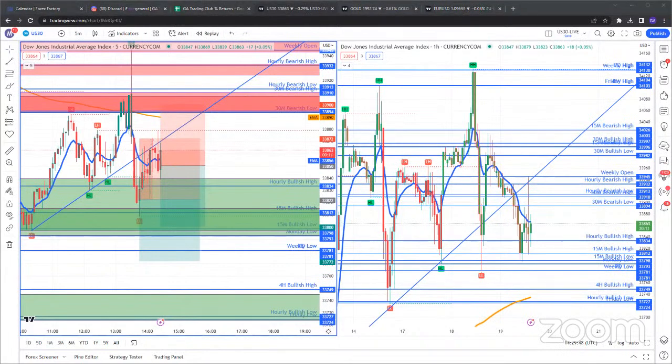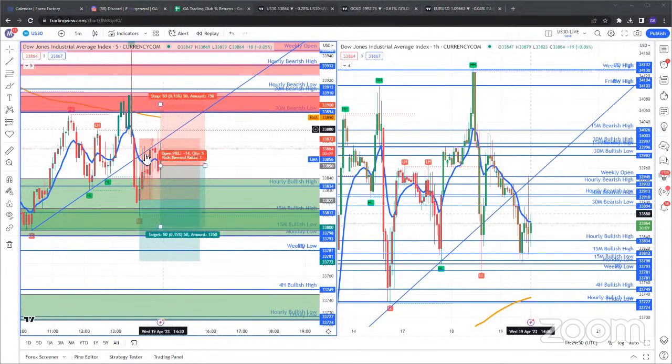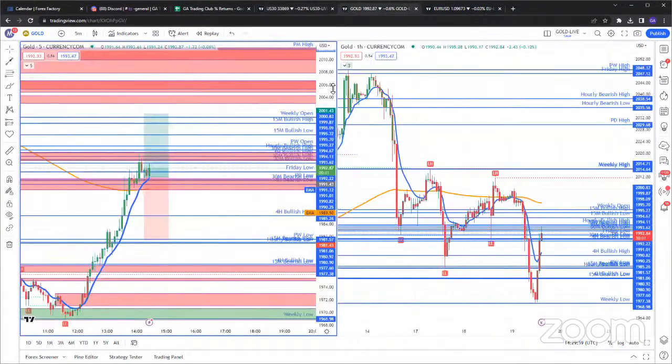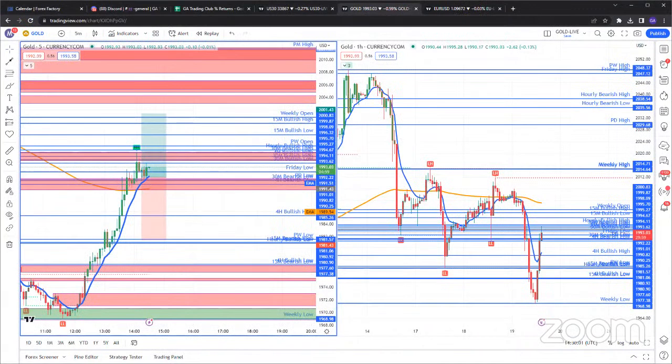All right. Yeah, US 30 deeply consolidating. All right, there goes gold.